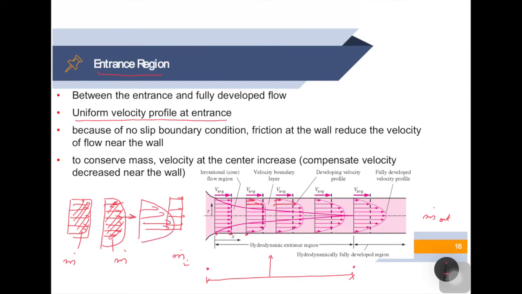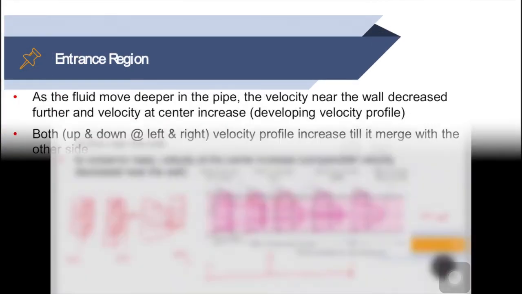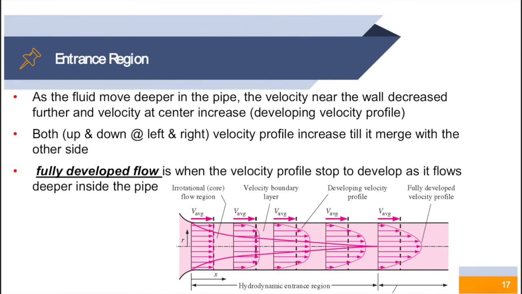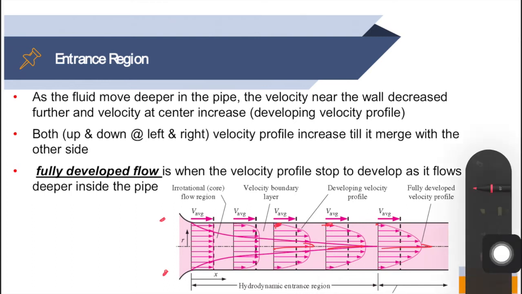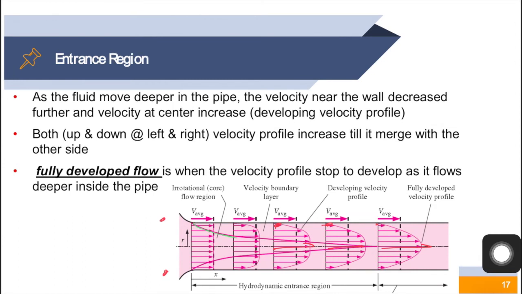So to conserve the mass, the velocity at the center increases to compensate for the velocity that has decreased at the wall. It follows that as the fluid moves deeper, the velocity near the wall decreases further, whereas at the center the velocity increases. Both up, down, left, right. So if you look here and here, the velocity profile increases until it merges with the other side. So, if I change the color, the velocity profile for the upper portion and the lower portion increases until it merges at the center.